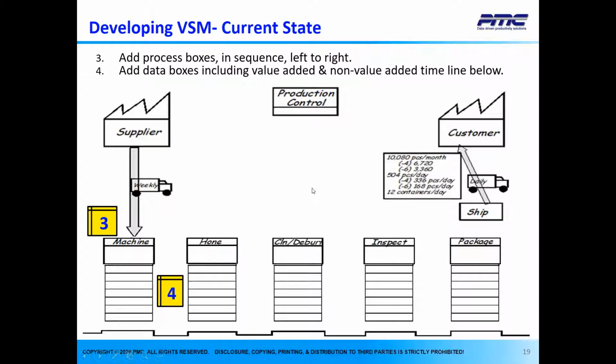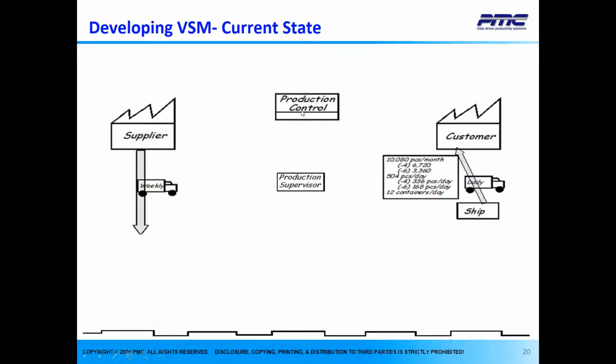So the next step, another one before we talk about the next step, keep in mind that the communication now between the production control and the production supervisor will have to take place. So for that reason, we define the communication arrows.